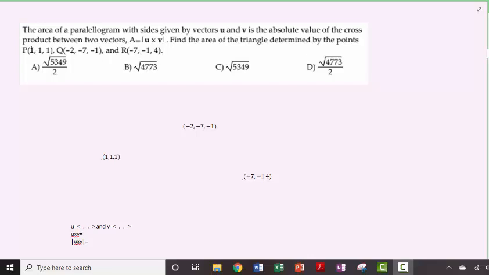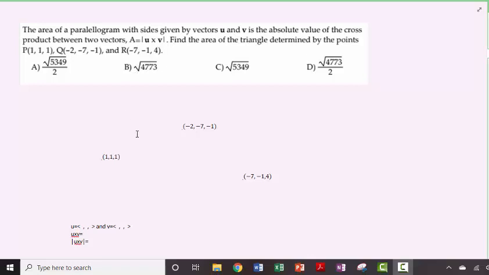So a parallelogram would have 4 points. I'm going to find the parallelogram formed from these 3 points. The 4th point would enclose the region. And since a triangle is half of a parallelogram, think of a triangle as half of a parallelogram, then I will find 1/2 of the area of the parallelogram.